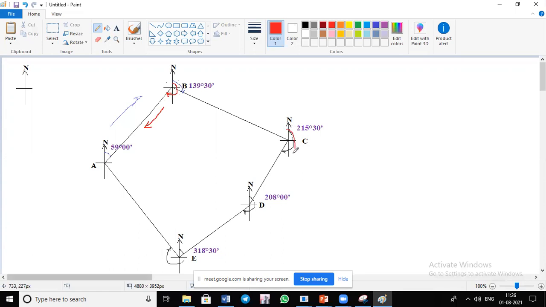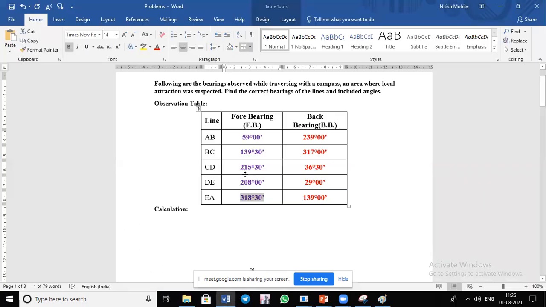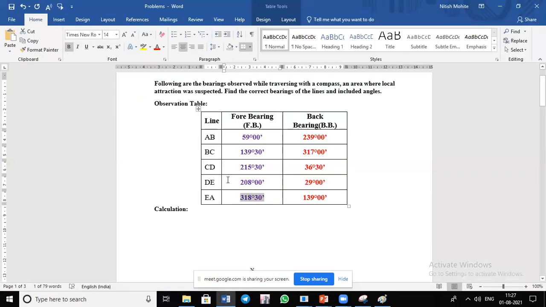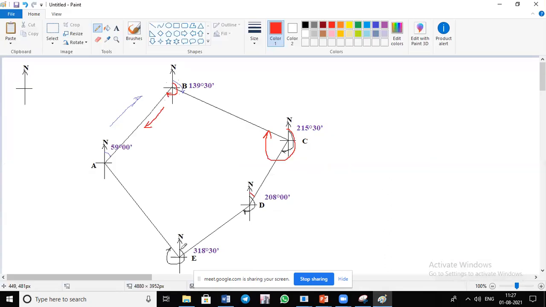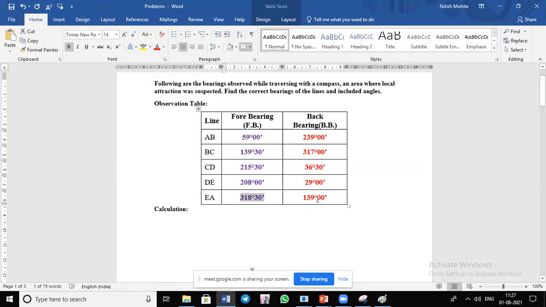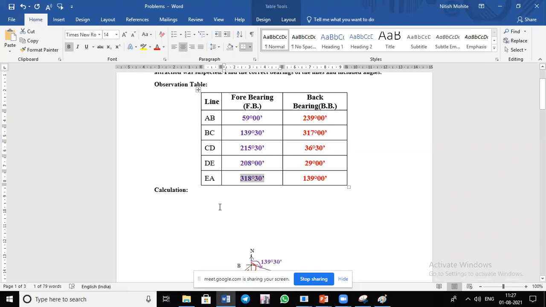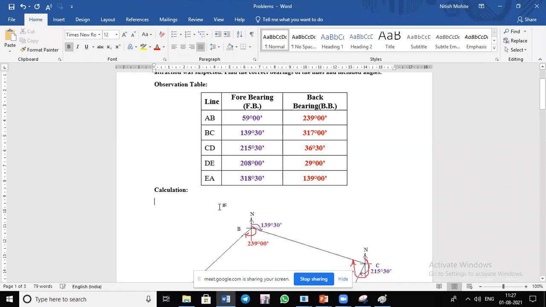For BC, it is 317 degrees. For CD, it is 36 degrees 30 minutes. For DE, it is 29 degrees, in the opposite direction. And for EA, it is 139 degrees. So this I have plotted here.